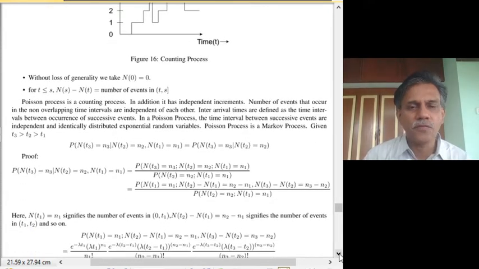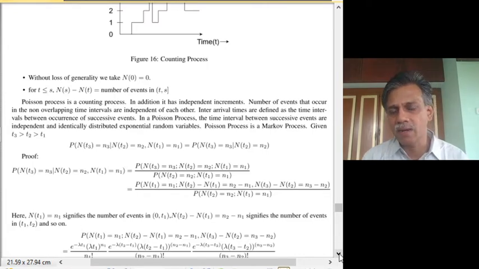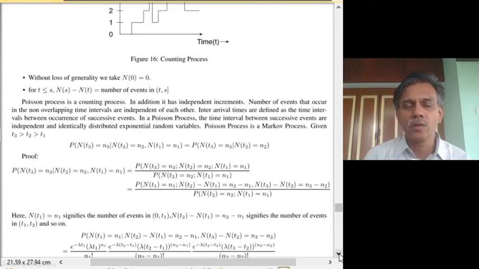To be precise, if t1, t2, t3, t4 are successive time points, in the sense that t1 is less than or equal to t2, less than or equal to t3, less than or equal to t4, then n of t4 minus n of t3 and n of t2 minus n of t1 are independent of each other. The number of events that occur in the interval t3 to t4 is independent of the number of events that has occurred between t1 to t2.